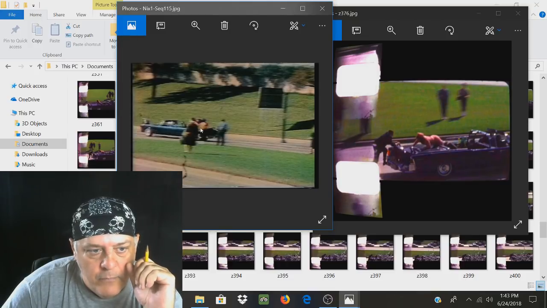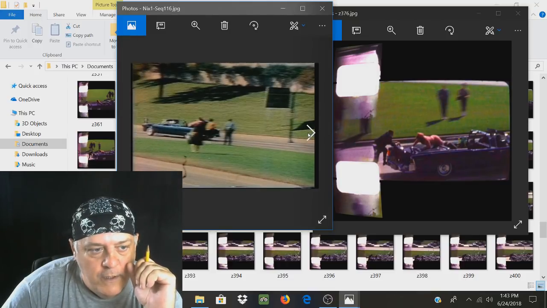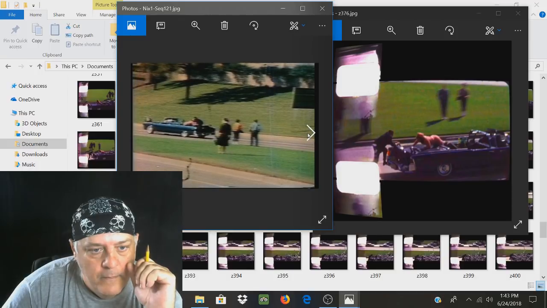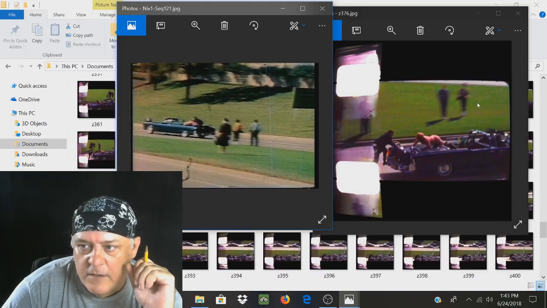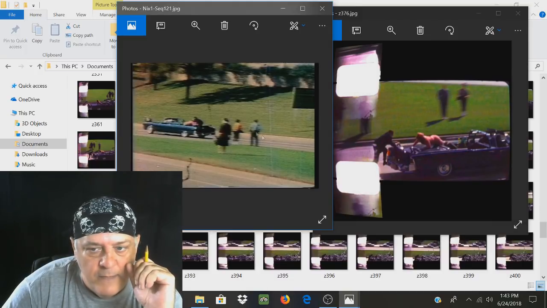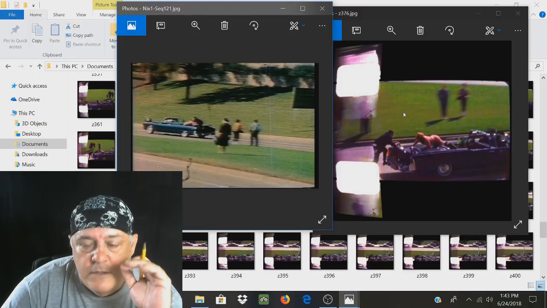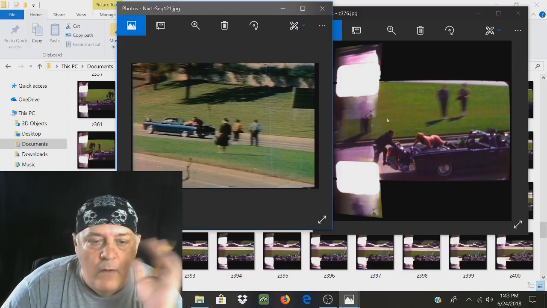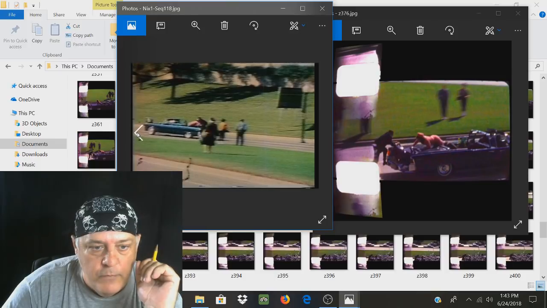And then we have the other couple right over here, which you see the couple right here. That's this couple right here. Okay, there's the lady, and there's the man. There's the lady, there's the man. Here's the old lady. But we don't see this old lady in the Zapruder film. Now, here's the reason why we don't see her in the Zapruder film.